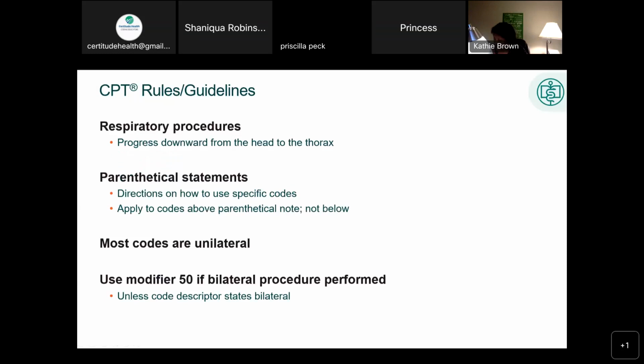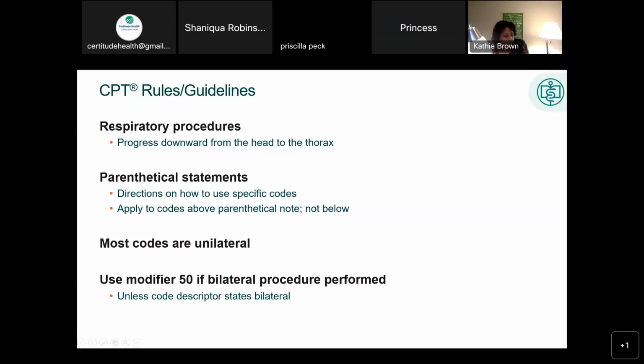CPT rules and guidelines. So this is great. We're getting to the CPT part because I want to make sure that we cover all of the organ systems, because we have 40 more slides to do, which means if I do this right, I get 1 minute per slide. So, CPT rules and guidelines for the respiratory procedures.